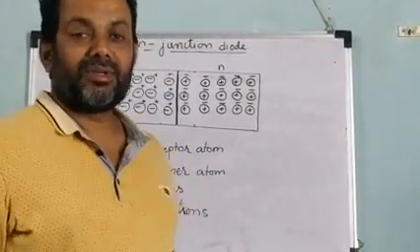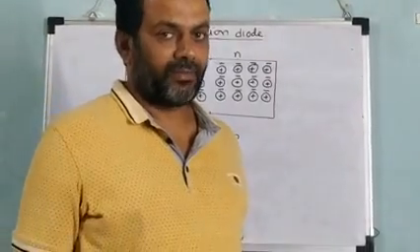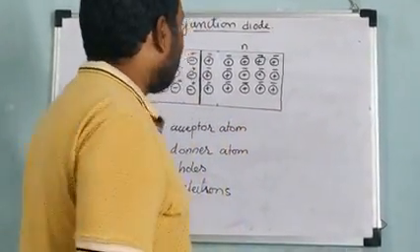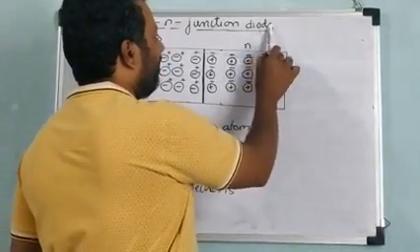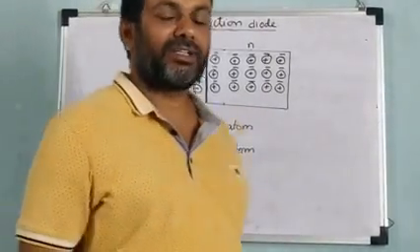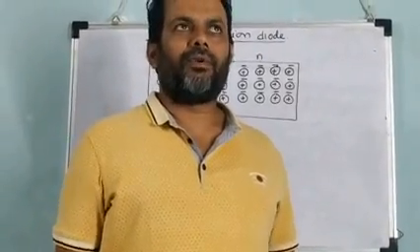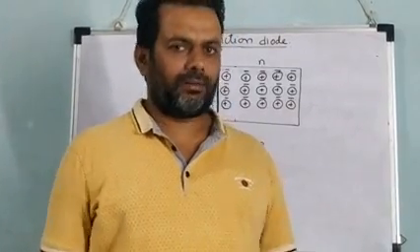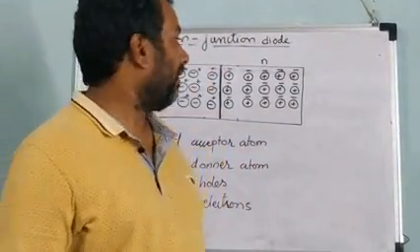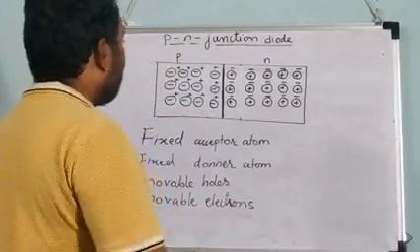Now let us see what a p-n junction diode is. Diode: "di" stands for two and "ode" stands for electrodes, which means it has two terminals, positive and negative, like the cathode and anode in a cell. The same way, here we have the diode. It is a p-n junction diode.